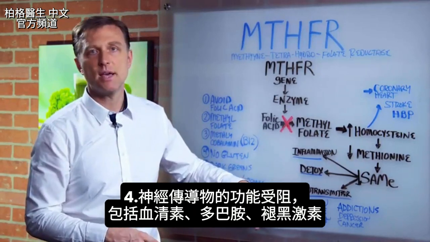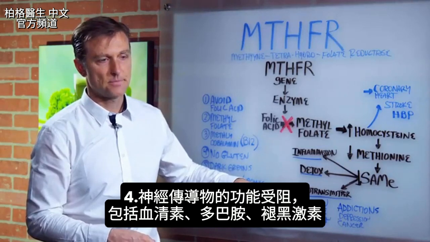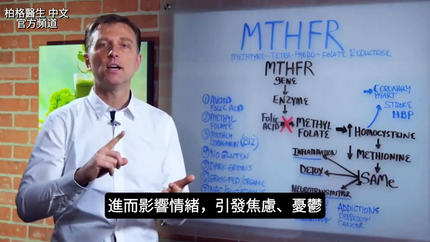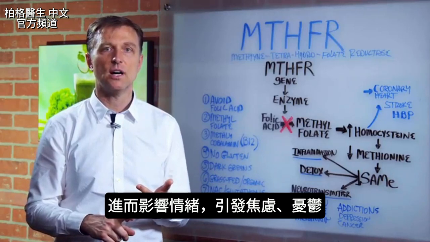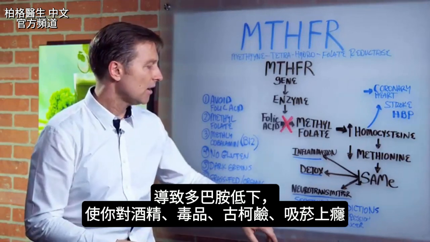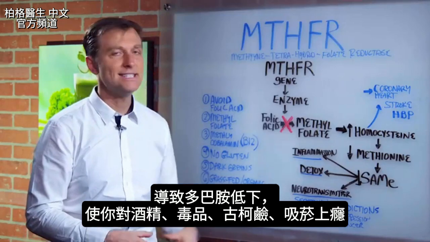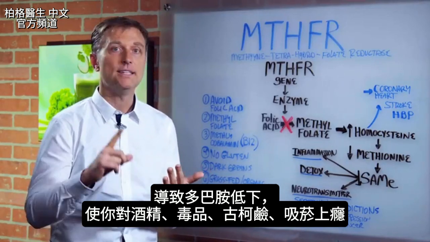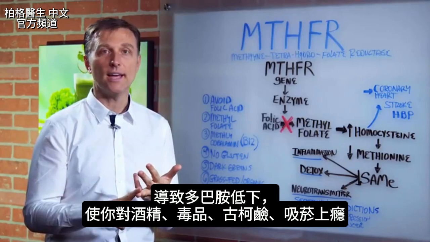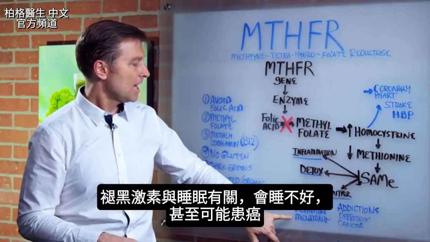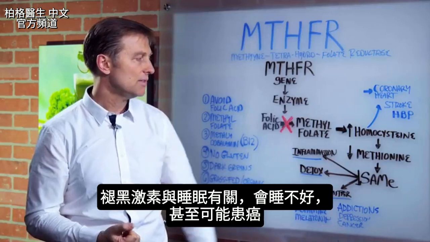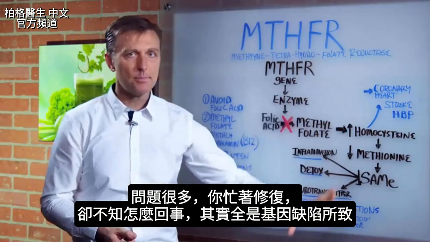You also have the inability to make the full capacity of neurotransmitters, okay? I'm talking about serotonin, dopamine, melatonin. So that affects your mood. It can cause anxiety, cause depression. It can cause low dopamine, which gives you addictions to alcohol, addictions to drugs, addictions to cocaine, addictions to smoking. Melatonin is all about sleep. You can't sleep that well. You potentially could even get cancer. So there's all these things that happen, right?